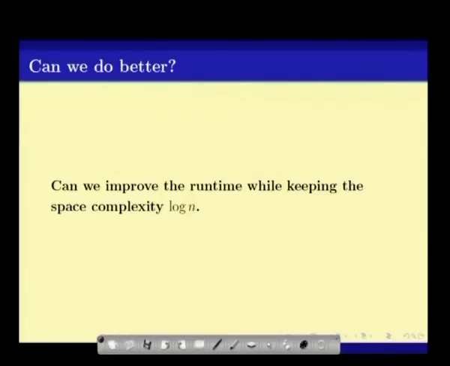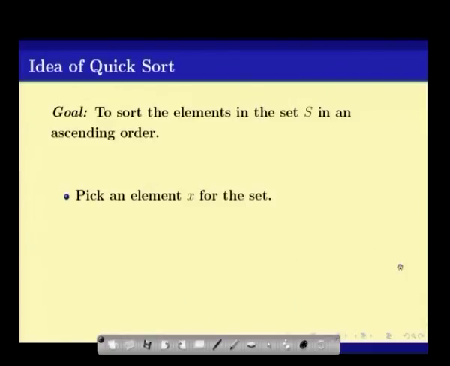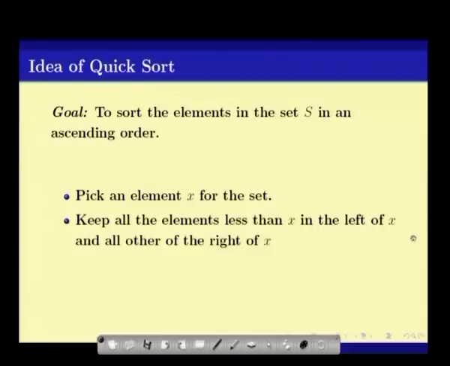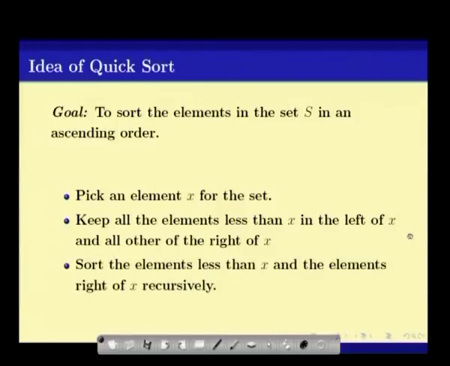The natural question to ask was, can we improve the running time beyond n square while maintaining the space complexity log n? And we got the answer partially in our quicksort. The quicksort is also a very simple algorithm. We pick an element x from this set S and we keep all the elements which are less than x to the left and all the elements greater than x to the right, and then we recursively sort all the elements which are left of x and then recursively sort all the elements that are right of x.